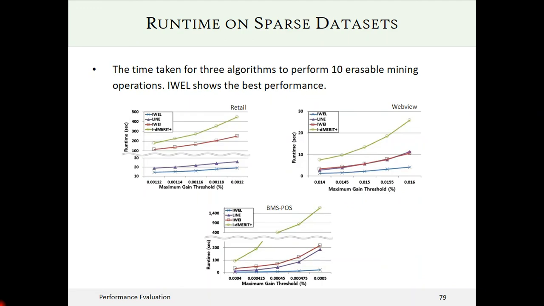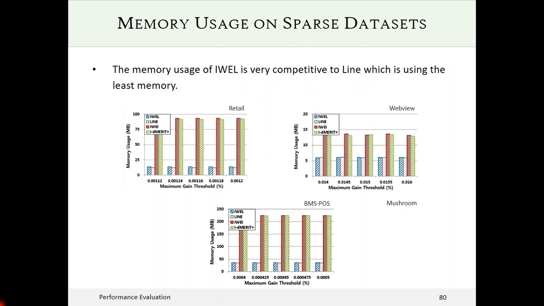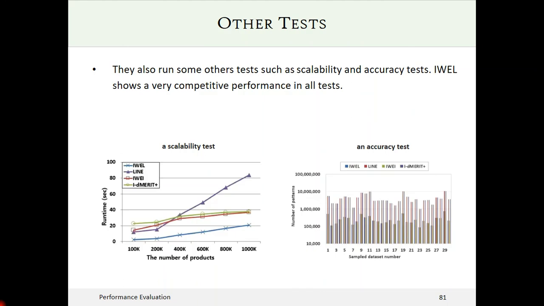The authors repeated the test, this time on 3 sparse datasets, and IWEL again shows the best performance in terms of running time. Also, they repeated the memory test on sparse datasets, and as shown, IWEL is very competitive with Line, which is using the least memory and is presented by a very light or white color here. They also ran some other tests such as scalability and accuracy tests, and the algorithm shows competitive performance in all cases. I refer you to the original paper if you want to know more about it because of the time.